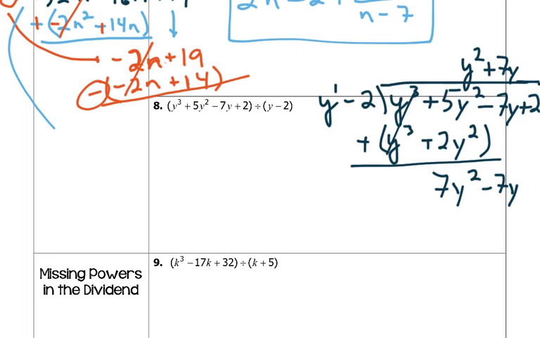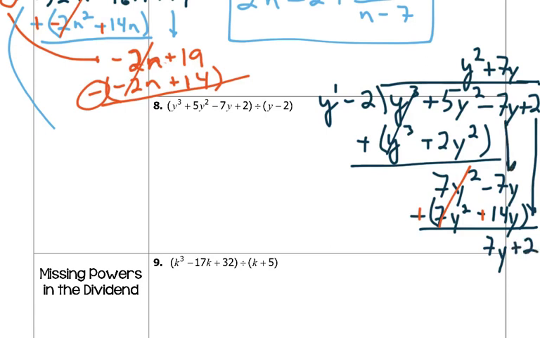Now we need to multiply that to each term of the binomial. So 7y times y gives us 7y squared, and then 7y times negative 2 gives us negative 14y. Now we're going to subtract these. The first terms should always cancel out. It's kind of the point. So those cancel out, and then we have negative 7y plus 14y. We change those, and we end up getting a positive 7y. Plus 2, bringing down this 2 all the way up here.